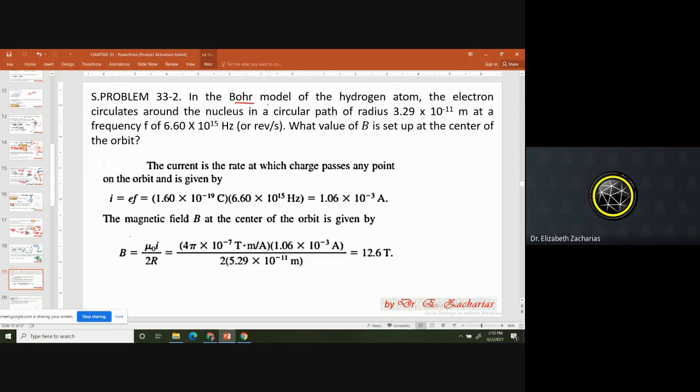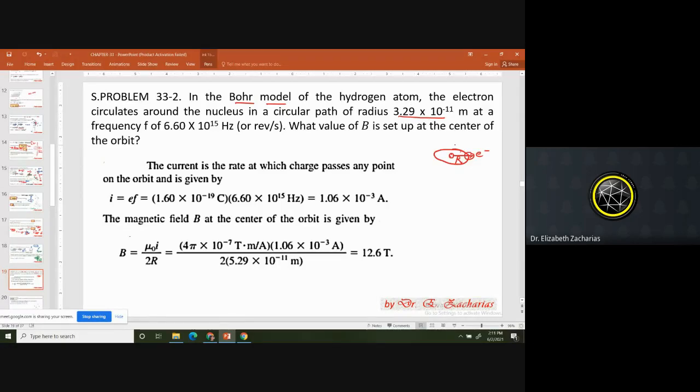So we are going with the Bohr model of hydrogen atom. Electron is going around the nucleus in a circular path, and the radius is r. This is your electron. This is your positive nucleus. And the electron is moving around with a radius 5.29 into 10 to the power of minus 11 meters.